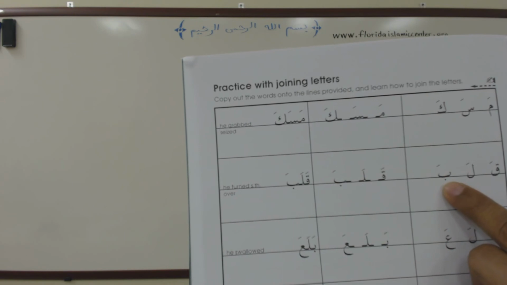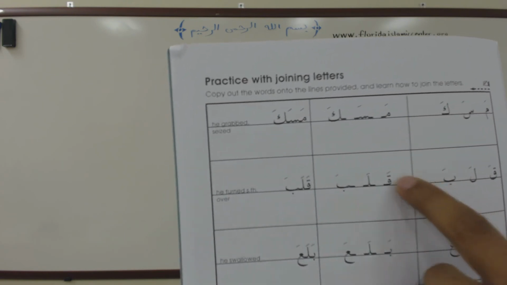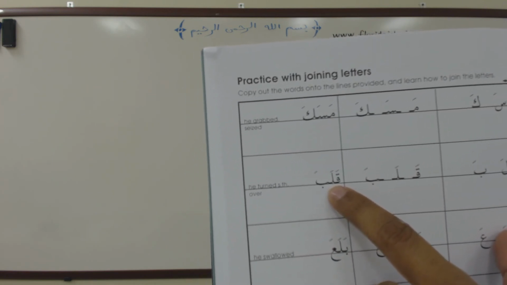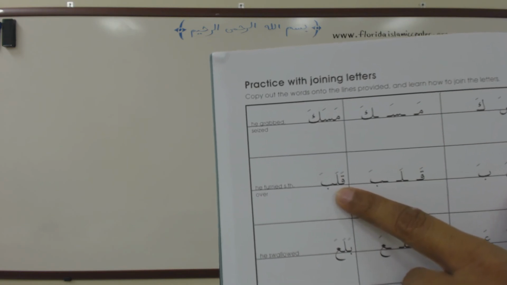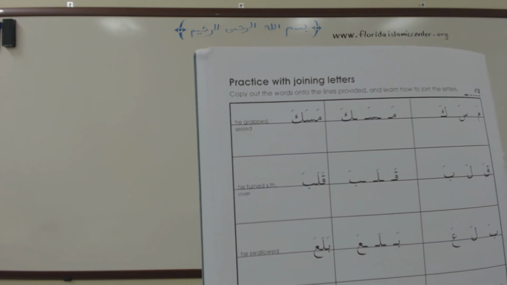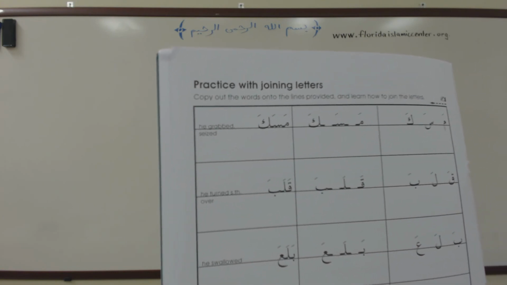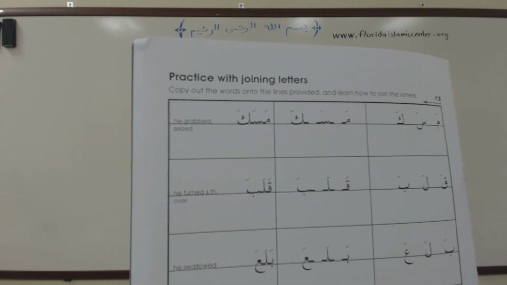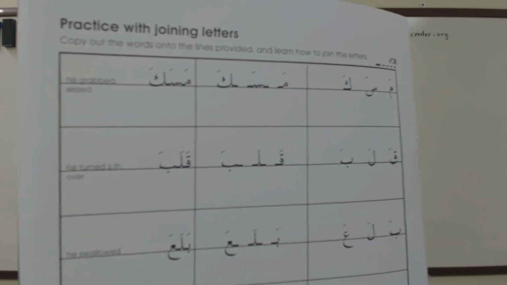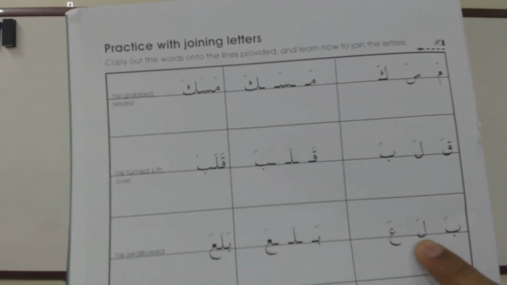Qalaba. What happened to the lam? And what happened to the qaf also? The tail, it lost the tail, right? Qalaba means to turn. Something that turns, right? It sounds like the word what? Which word do we know that sounds like qalaba? Qalb. The qalb is the heart, right? The heart, because the heart can change. You can have a change of heart very easily, right? Qalaba.